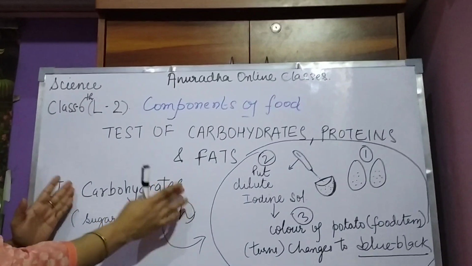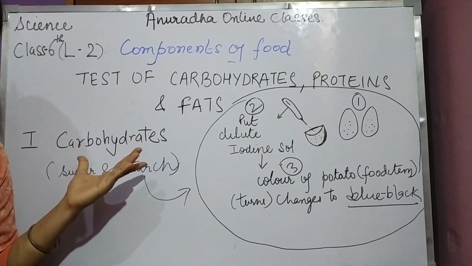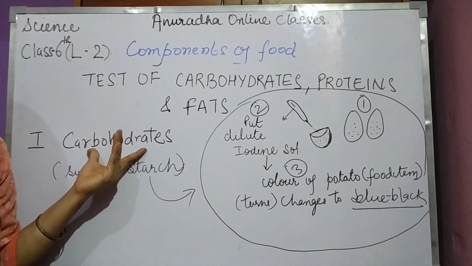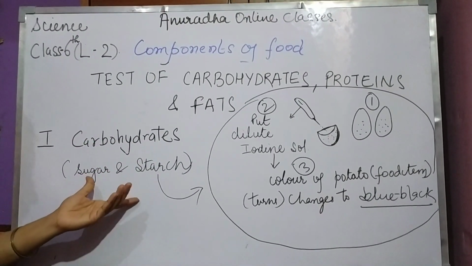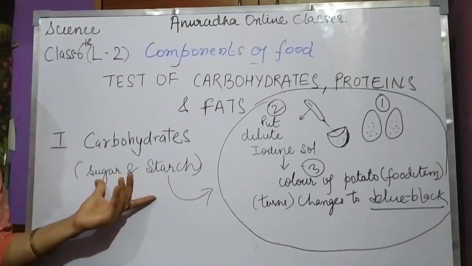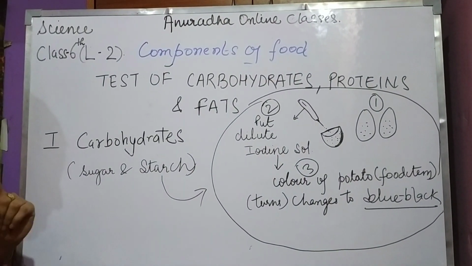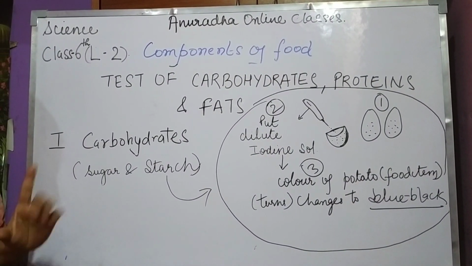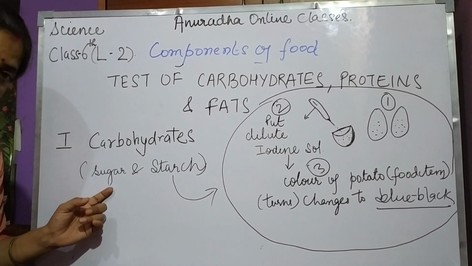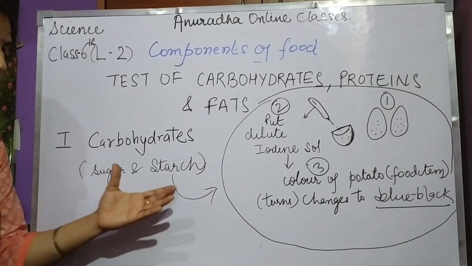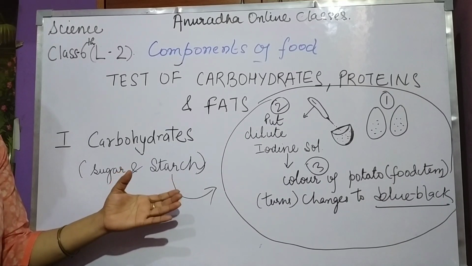Children, firstly carbohydrates, you know very well, are known as energy giving food. Now how can you test the carbohydrate? Before that you should know carbohydrates are of two types. It is present in two forms in our food. First is in the form of sugar. Sugar we are having, that has carbohydrates in it. Sugar cane you are taking, that has carbohydrates in the form of sugar. Potato has starch. Carbohydrates are present in the form of starch in potatoes.